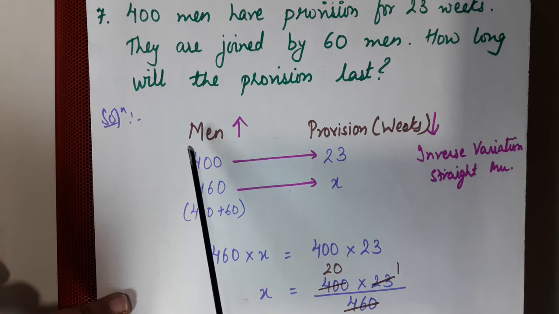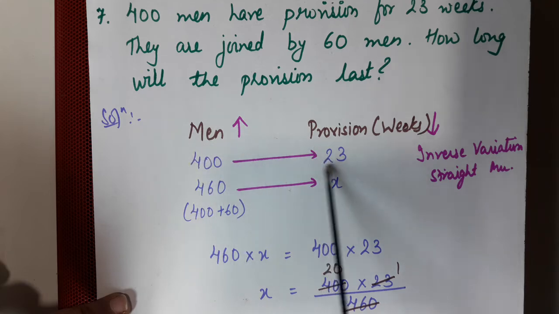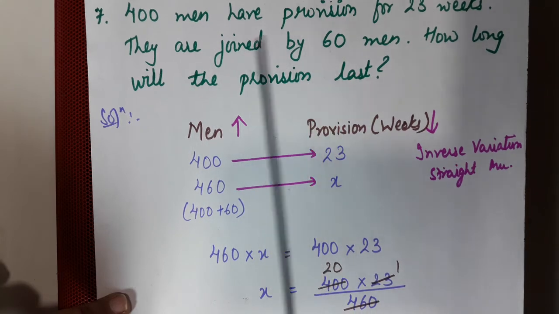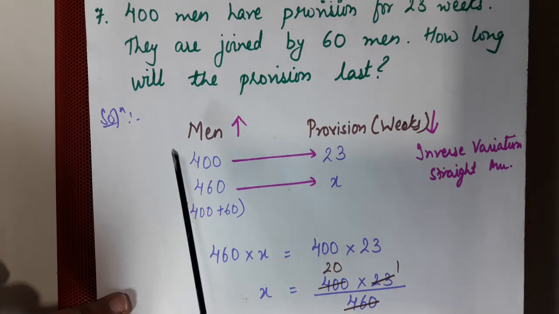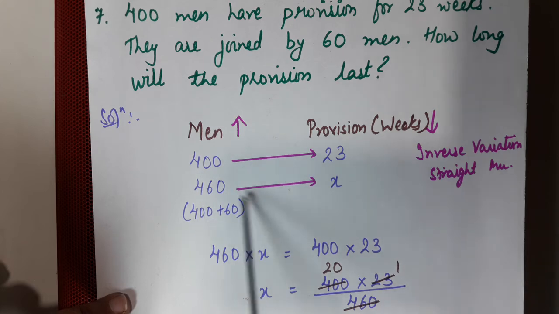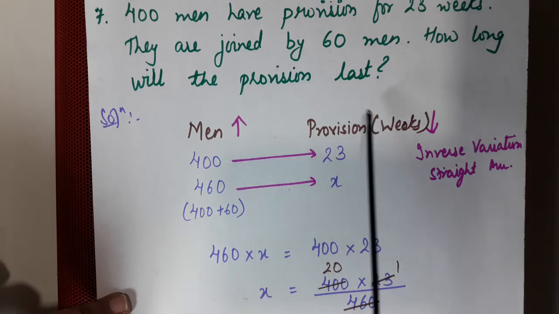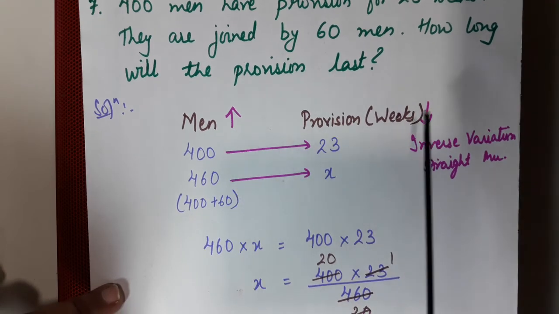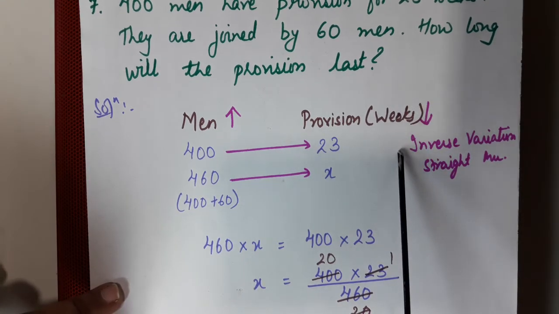So if 400 men are there, the provision is for 23 weeks. So 60 men join them, that is, the number of people has increased from 400 plus 60. So what will be the new number of men now? 460. And what will be the provision for them? Naturally, if the number of men has increased, the provision will last for fewer days. So men have increased, so provision has decreased.